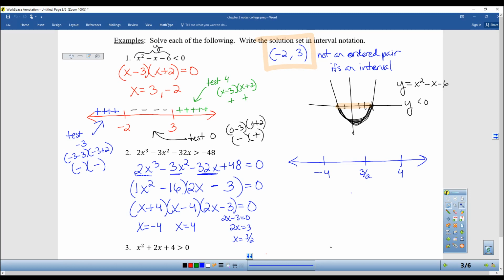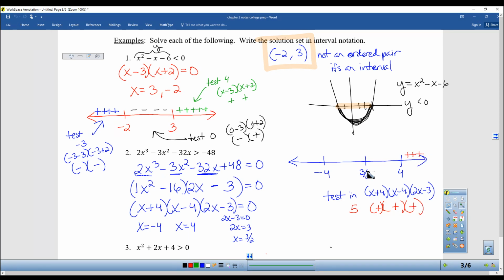So now I'm going to test a point. So I'm going to test in x plus 4 times x minus 4 and 2x minus 3. So the first number I'm going to test is a 5. A 5 would make this positive. A 5 would make this one positive. And a 5 would be 10 minus something is still going to be positive.